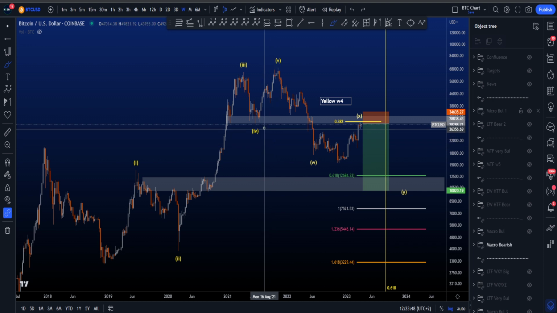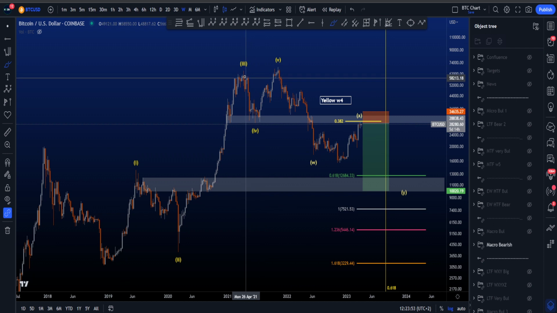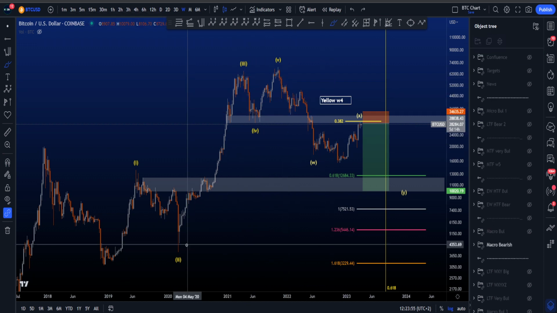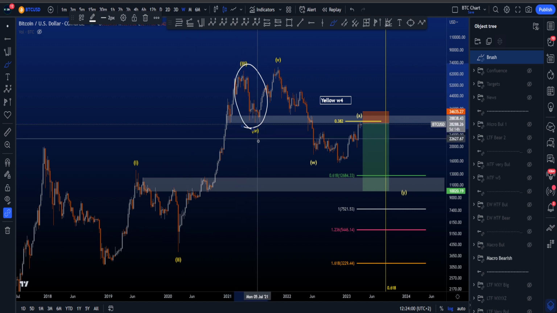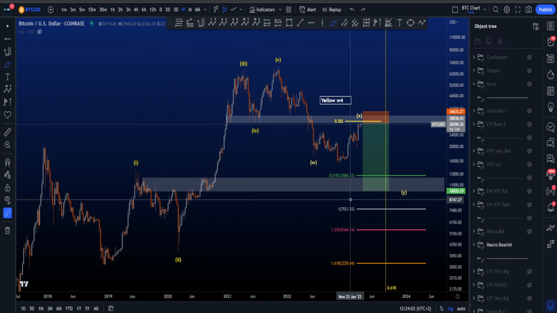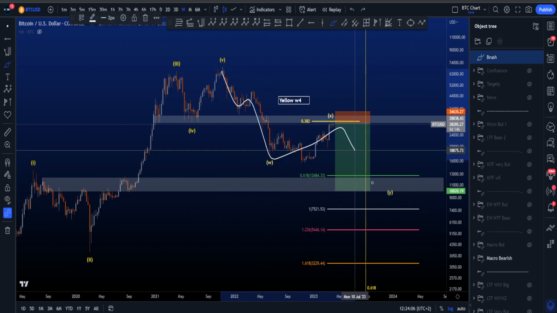What I don't really like about this scenario is the fact that this wave 4 is very short. Usually a wave 4 is longer in time compared to a wave 2. However, in this scenario, it's very clear that this wave 4 is shorter in time compared to this wave 2, which is very rare.